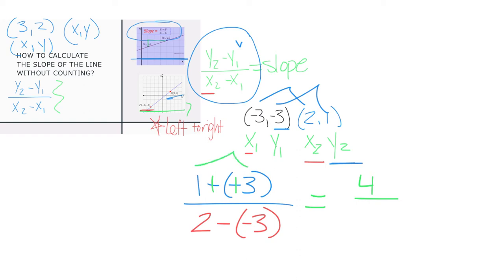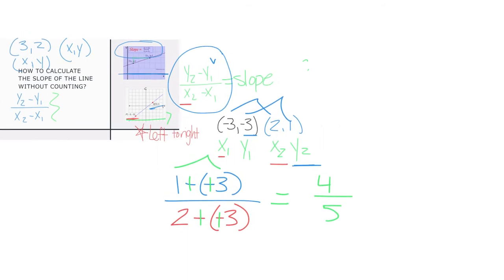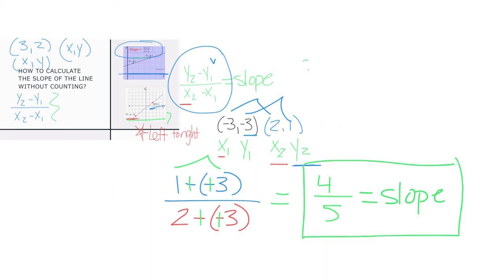Okay, I'll check my work up there too. Then I have keep, change, change. So what's 2 plus 3? 5. And this is it. It is a positive slope. If you look at the picture, it's moving up and to the right. That also means it's positive. So this is my slope, 4/5. No more simplifying, nothing else there.